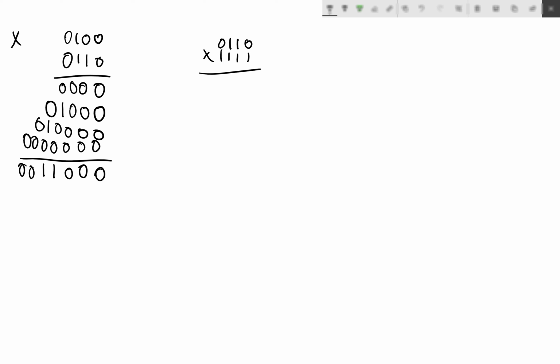So 0 times 1 is 0. 0 times 1 is 0. 1, 1, 0, and you can realize that if we do times 1, it's just going to stay the same. So we can do our adding place: 0, 1, 1, 0. We're moving up another place: 0, 0, 0, 1, 1, 0. Moving up another place: 0, 1, 1, 0. And I think 1, 2, 3, 4. Yep, that's 4 places.